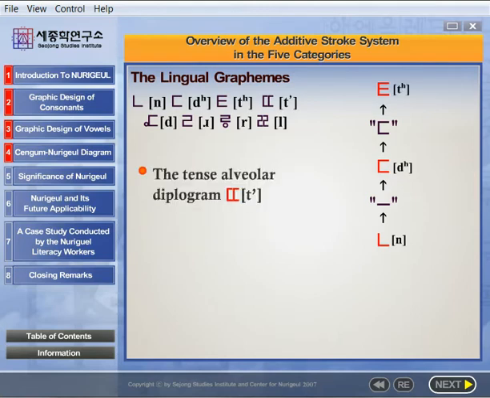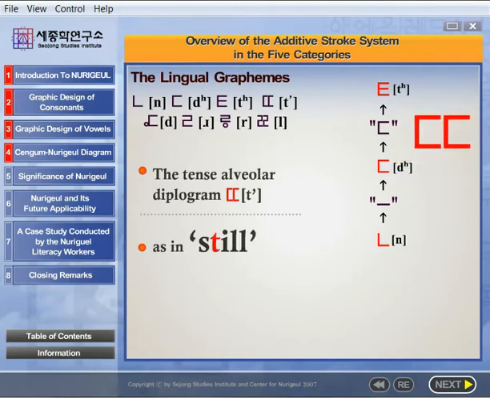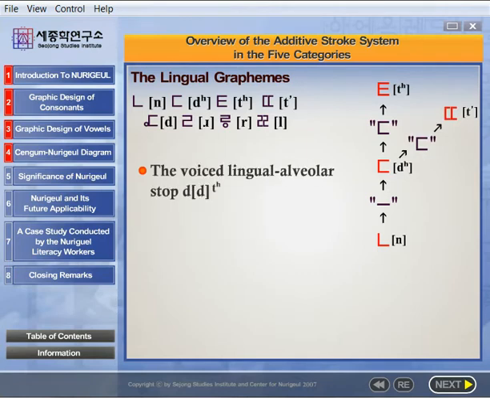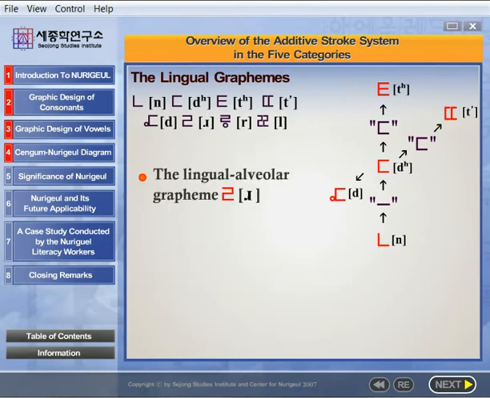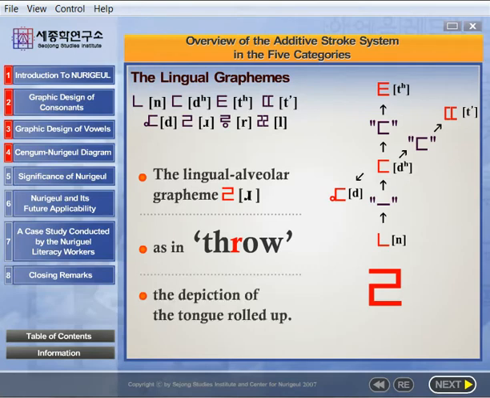The tense alveolar diplogram, D, as in still, is formed by the same grapheme written side by side. The voiced lingual alveolar stop, D, as in dad, is formed by adding a symbol of voiced sound to the lower left corner of the basic grapheme, T. The lingual alveolar grapheme, R, as in throw, is formed by the depiction of the tongue rolled up.